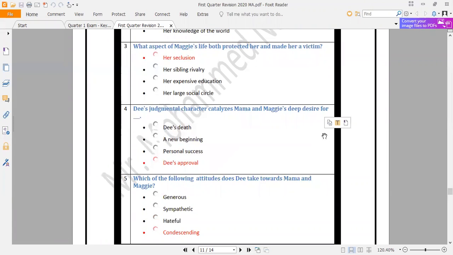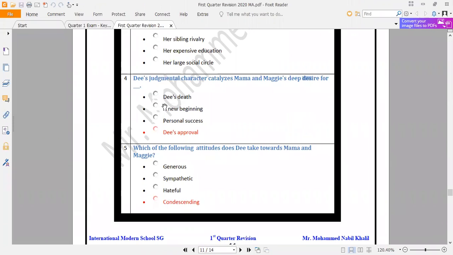Number four, Dee's judgmental character. We know that Dee has a very judgmental character. She's very judgy of other people. So such a character catalyzes, which means encourages, Mama and Maggie's deep desire for her approval. All they care about is to get this approval.